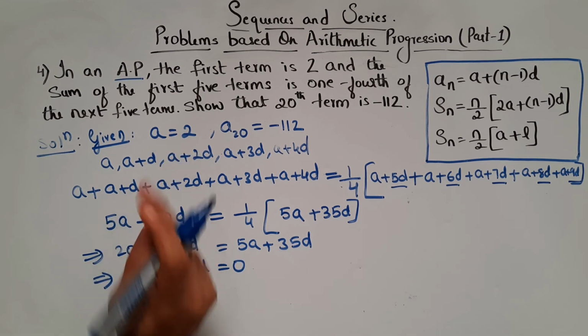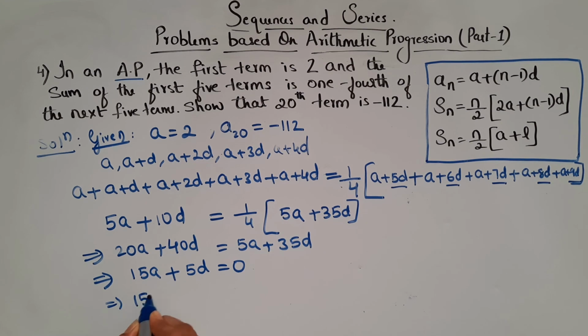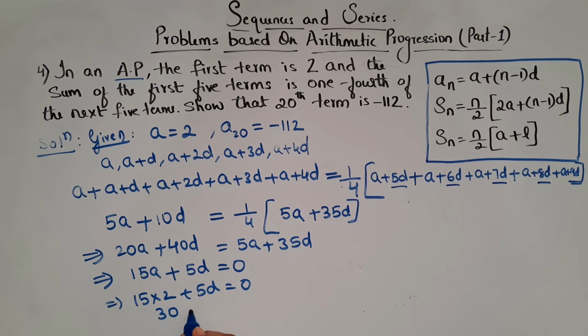So we know a. What is a? a is 2. So 15 into 2 plus 5d is equal to 0. So 15 into 2 is 30, which is equal to minus 5d. So this implies d is equal to, 5 1s are 5, 5 6s are 30, so minus 6, right? So d is minus 6.